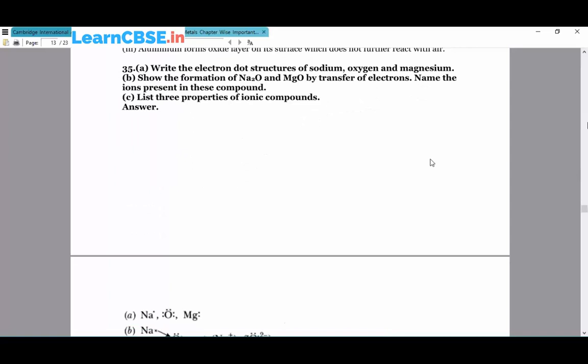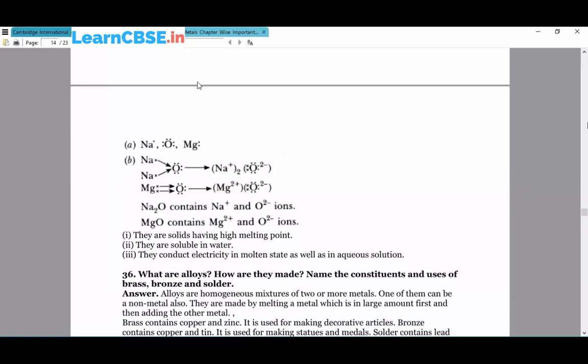Write the electron dot structures of sodium, oxygen and magnesium. Okay. So sodium has only one electron, so we have to write only one electron. Oxygen has 6 electrons in the outermost shell, so we have to write 1, 2, 3, 4, 5, 6. Magnesium has 2 electrons, so we have to write 2 electrons for magnesium.